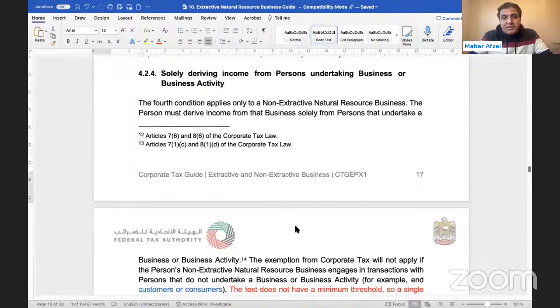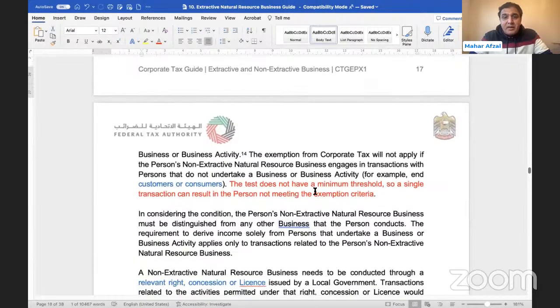Solely the fourth condition is applicable to the company involved in the non-extractive natural resource business. And as discussed, they do not have a minimum threshold. We have already discussed that even if this company has a single transaction with the end user or individual or with any other entity which is not doing business or business activity, they will be out of the exemption list.